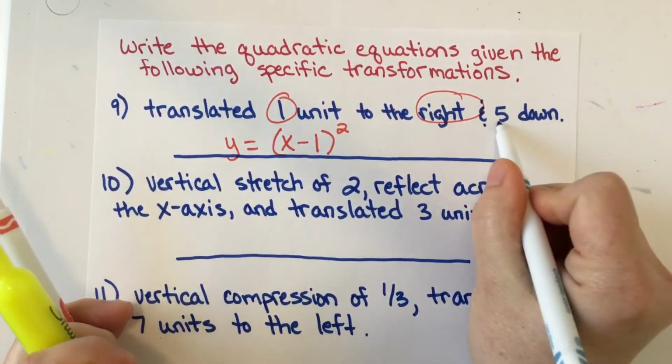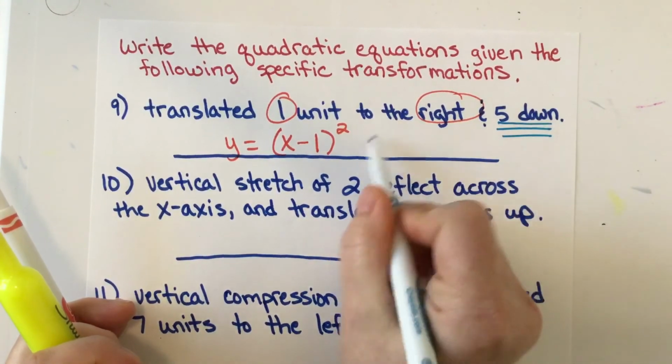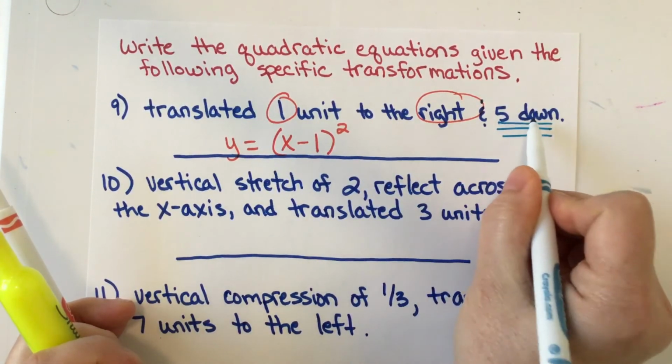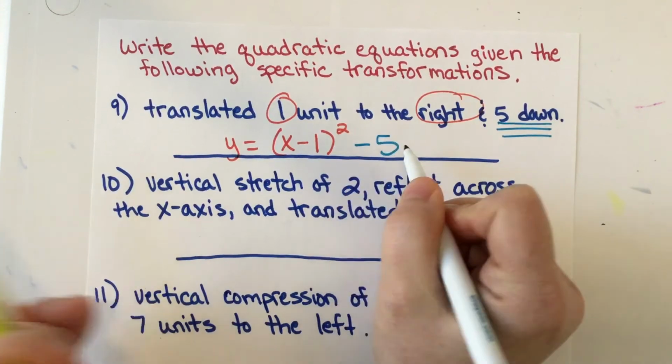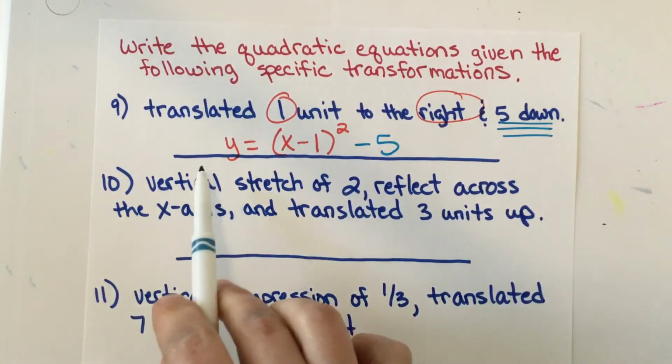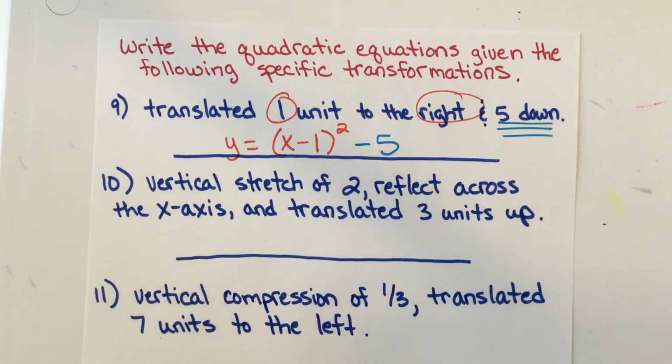And then if you ever want it to go up or down, then that number goes in the back. So to make it go 5 down, I'd put a -5 in the back. So now I have written the equation that makes the graph go right 1 and down 5. It's doing what we did on the previous page, just backwards.